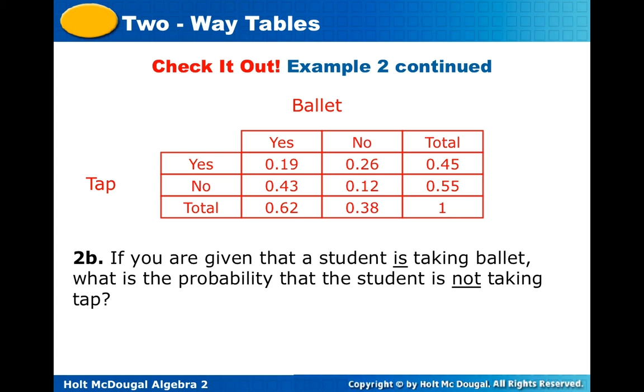Now, you are given that the student is taking ballet. What is the probability that they are not taking tap? So we're looking at the yes, I am taking ballet. My total is going to be my denominator, so 0.62 is going to be in the bottom. And on top, what is the probability that they are not taking tap? So we go to tap, here's our tap on the left. Said, no, sir, I'm not taking tap. I'm fine with ballet. And I go 0.43.